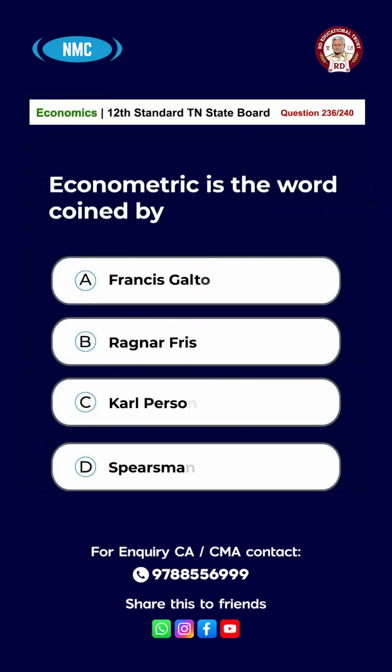Question number 236. Econometrics is a word coined by A. Francis Galton, B. Ragnar Frisch, C. Carl Pearson, D. Spearman. And the answer is option B, Ragnar Frisch.